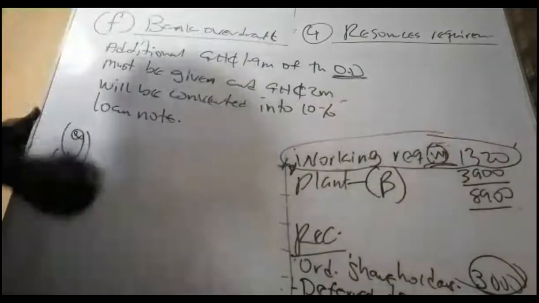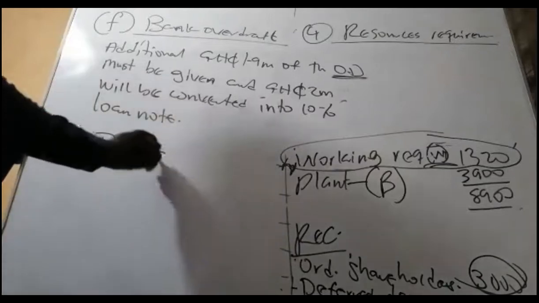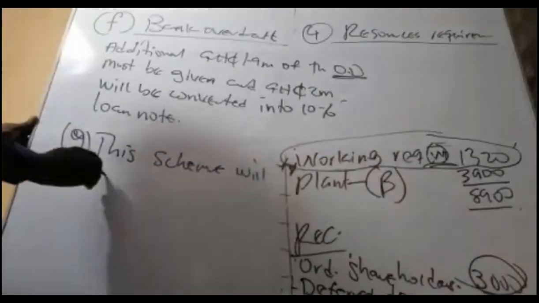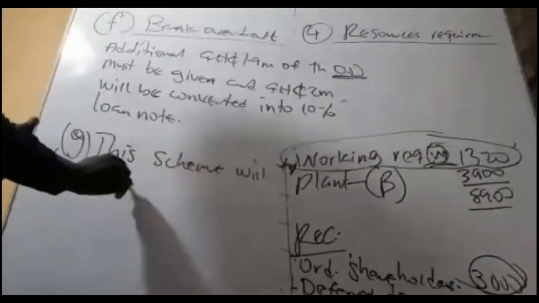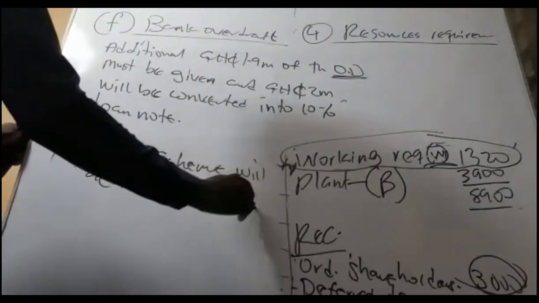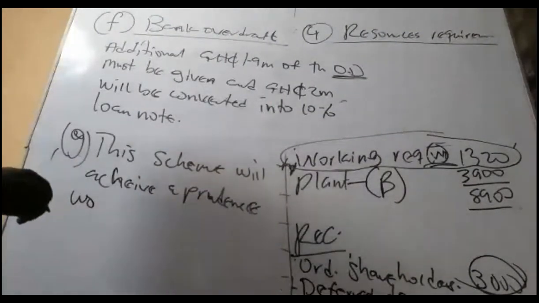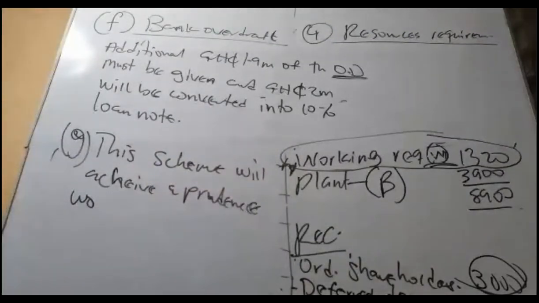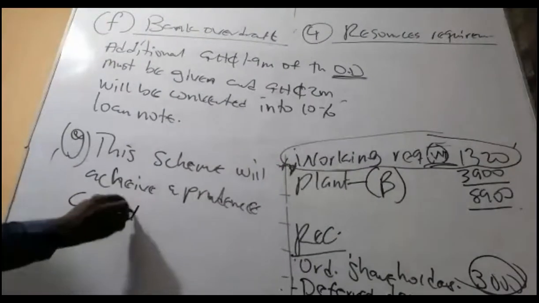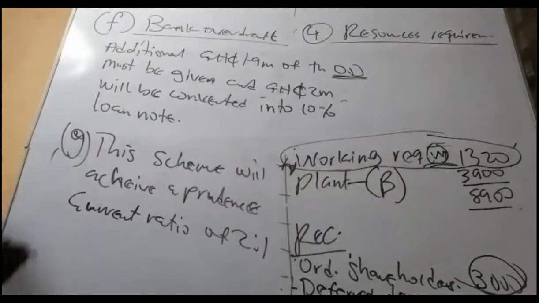Talk about the working capital requirement. So tell the examiner that this scheme will achieve a prudent working capital ratio, or a prudent current ratio, of 2:1. Go to H.